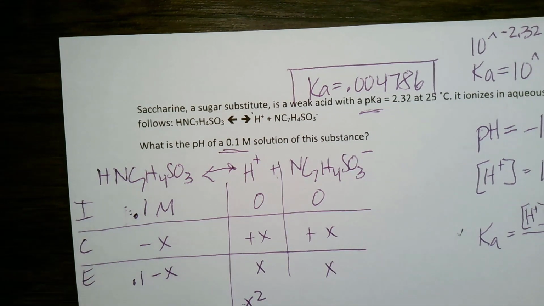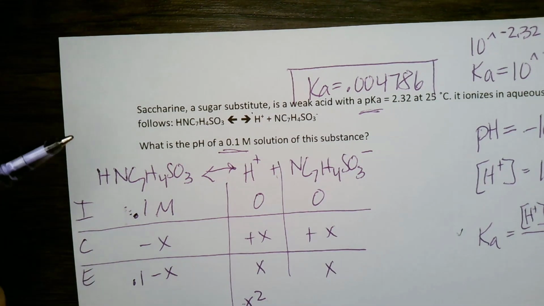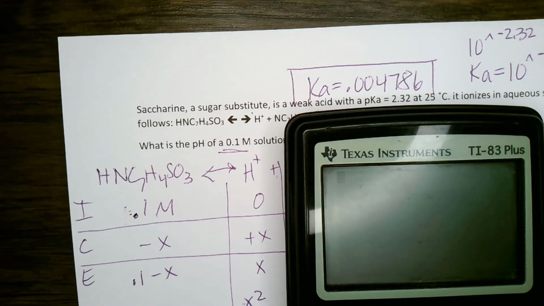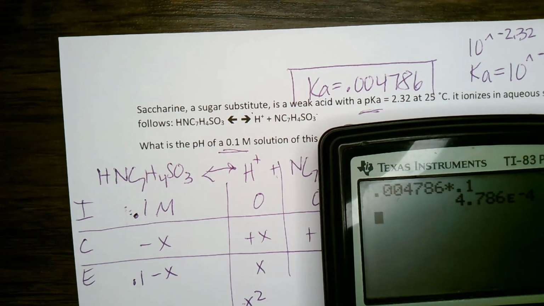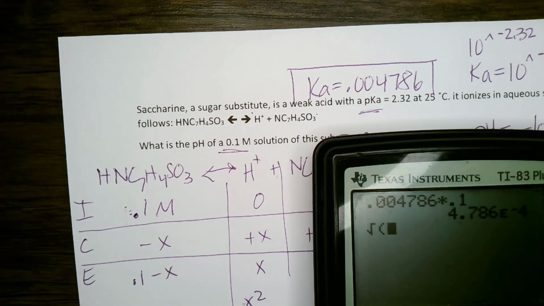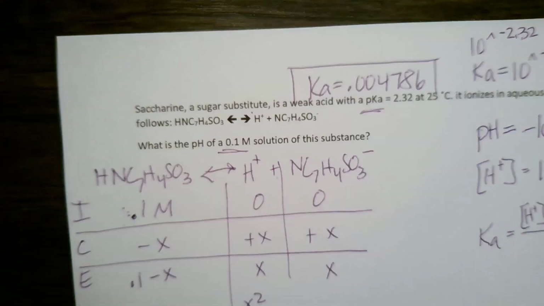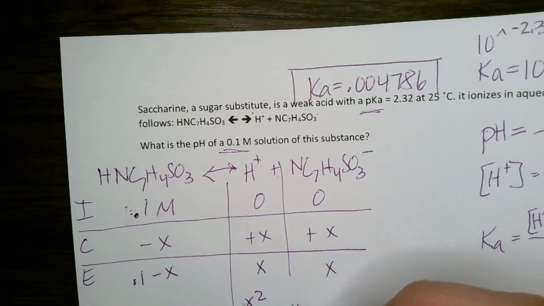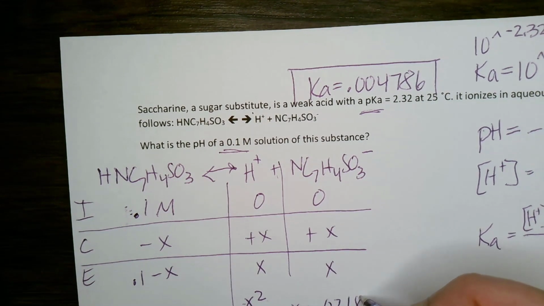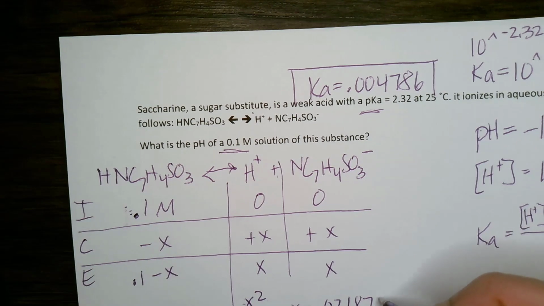So we're going to cross multiply here. We're going to do 0.004786 times 0.1, and that's equal to x squared. So let's take the square root of our answer to get x. So x is equal to 0.02187. X is equal to 0.021877.